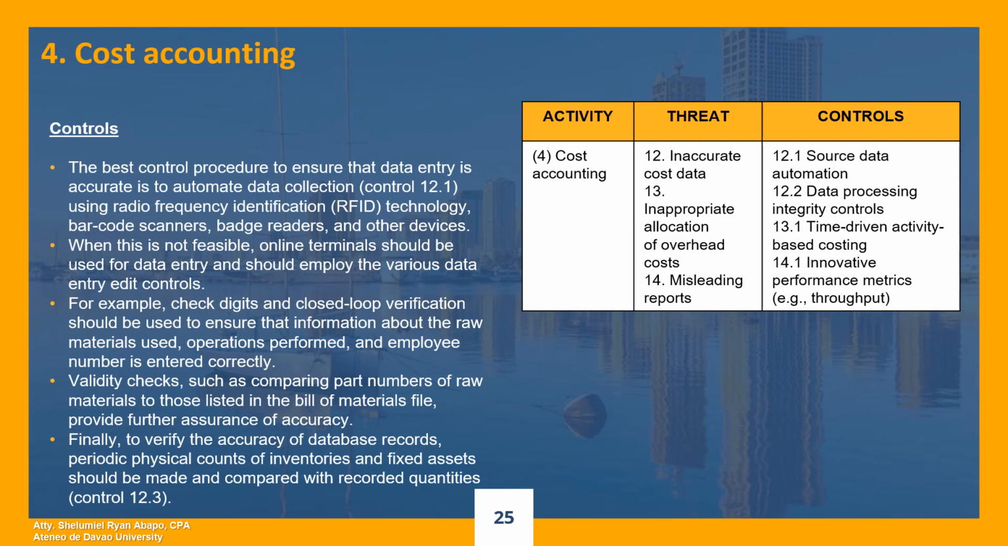For example, check digits and closed loop verification should be used to ensure that information about the raw materials used, operations performed, and employee number is entered correctly. Validity checks, such as comparing part numbers of raw materials to those listed in the bill of materials file, provide further assurance of accuracy. And finally, to verify the accuracy of database records, periodic physical counts of inventories and fixed assets should be made and compared with recorded quantities.